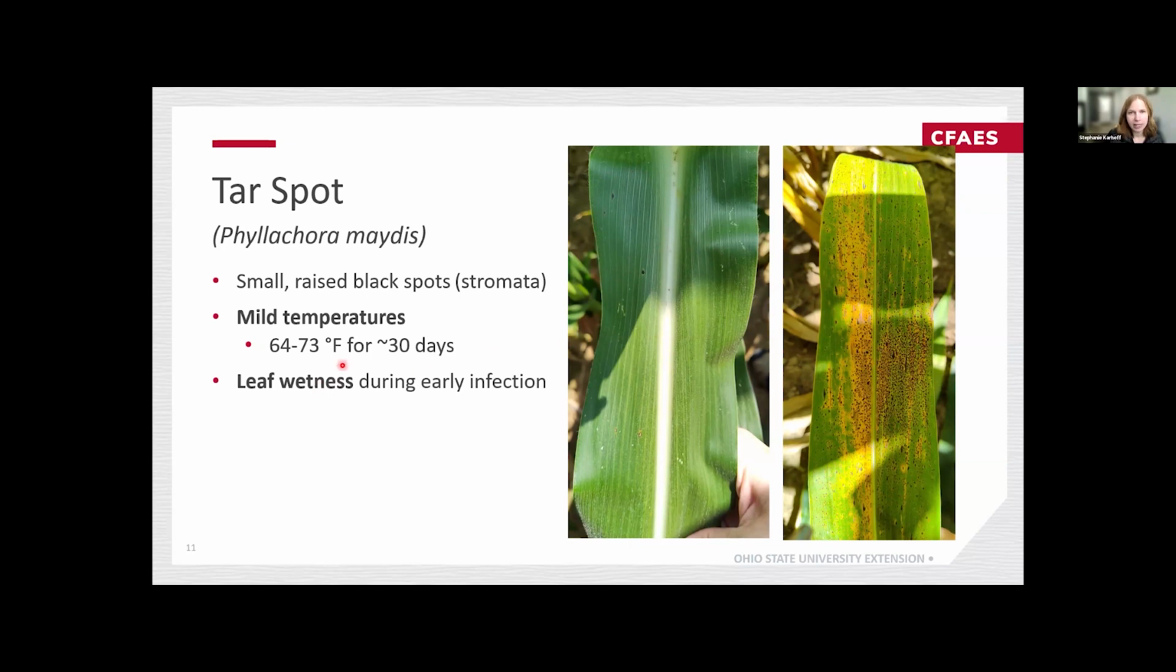And then the environment that's going to favor tar spot infection is milder temperatures, so mid 60s to mid 70s for about 30 days. And then also leaf wetness early on in infection. So if we can get that 7 to 8 hour period of leaf wetness, that's going to promote infection. And then we've got those mild temperatures, it's going to cause these stromata to start occurring about 2 to 3 weeks after that initial infection.